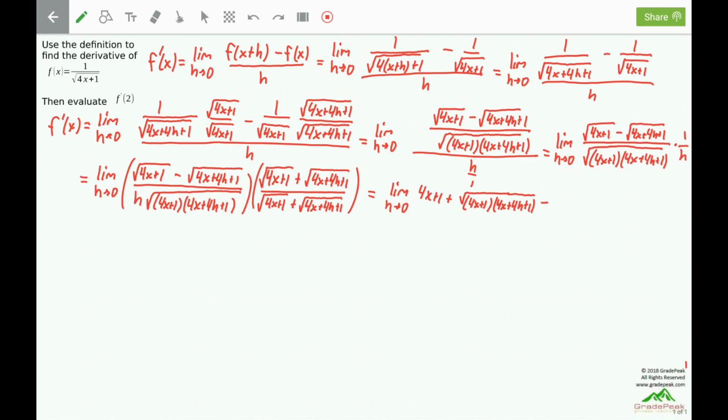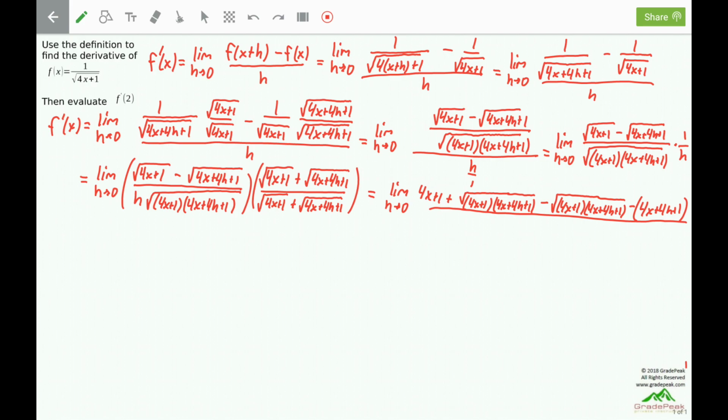Inside, we will have a negative root of 4x plus 1 times 4x plus 4h plus 1. And then last, we'll have a negative root of 4x plus 4h plus 1 times a positive root of 4x plus 4h plus 1, which will be a negative of 4x plus 4h plus 1. It's the negative of that, so we have to distribute that negative sign. All of this over the denominator.